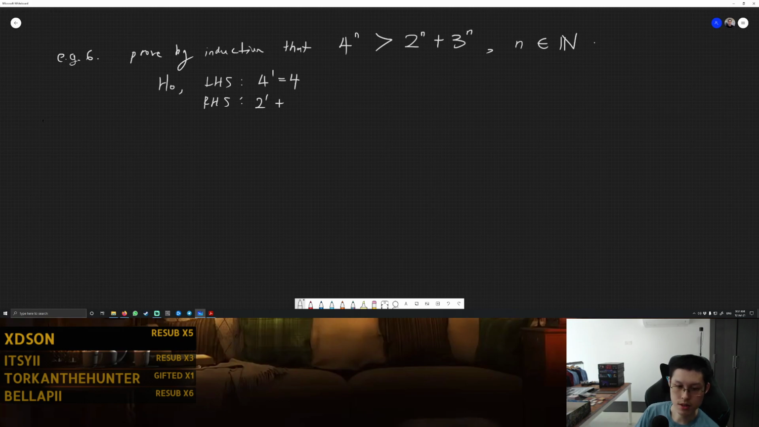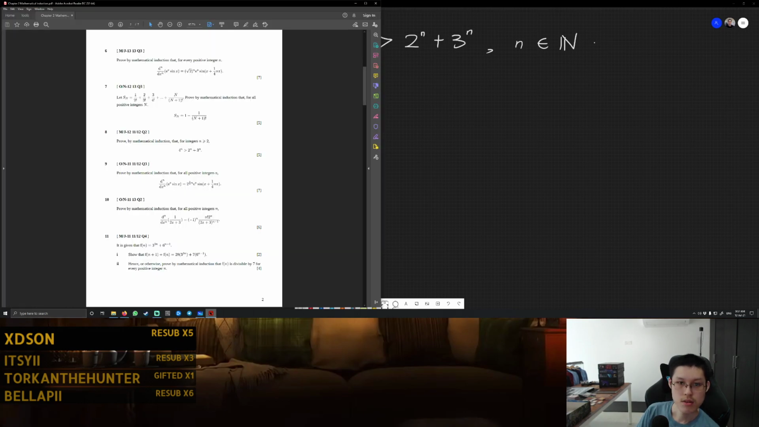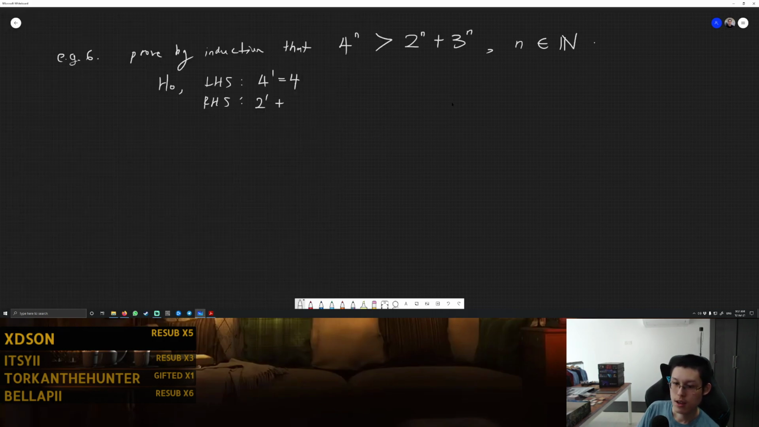Wait, did I mess up the question? Hang on. 4 to the power of n greater than... Oh, wait, n is greater than or equal to 2. Okay. n is a natural number, and n is greater than or equal to 2. So our base case should actually start with 2. So 4 to the power of 2 is 16. And then this one is going to be 2 to the power of 2 plus 3 to the power of 2, which is 4 plus 9, which is 13. So yes, 16 is greater than 13, so therefore the base case is true.